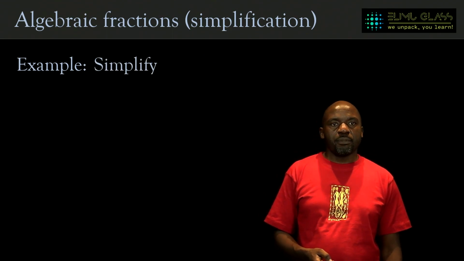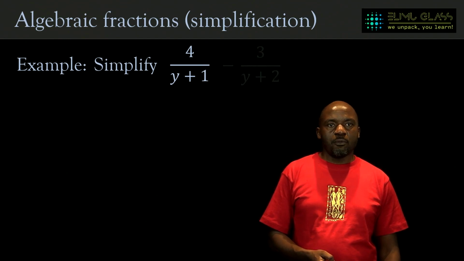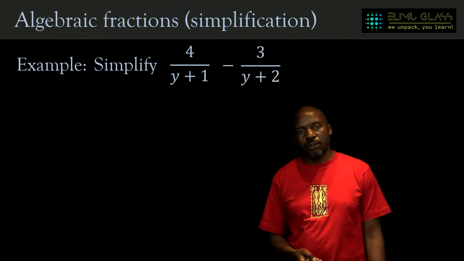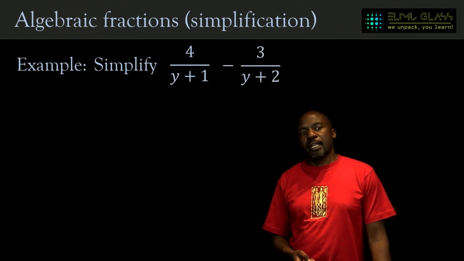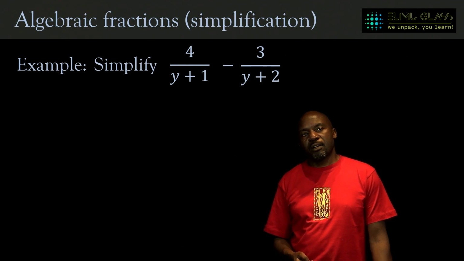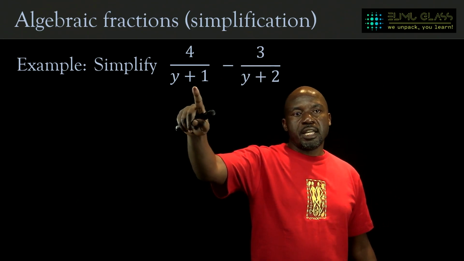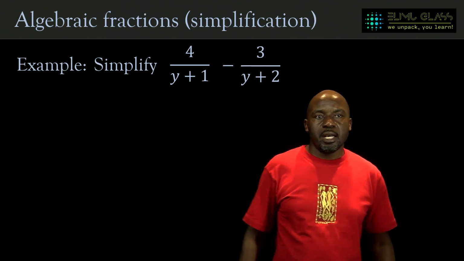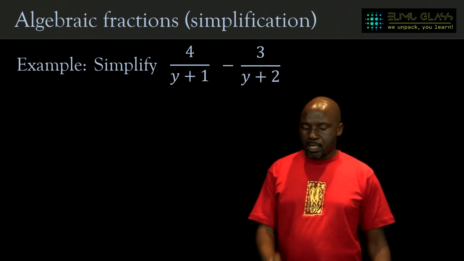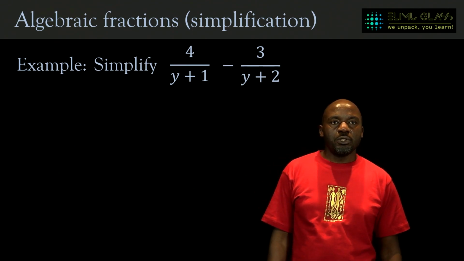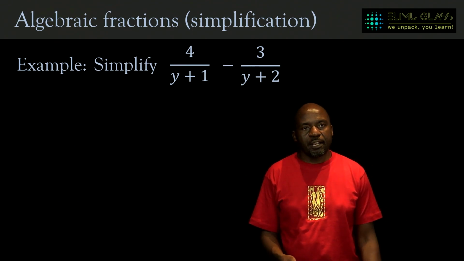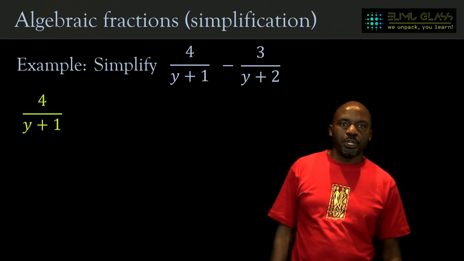Another example, simplify this. This time we want to add, and look at how those two fractions look. Again, you can see the denominators are not alike. So these are unlike fractions. The denominator here is y plus 1, and that is y plus 2. So they are unlike fractions. The first thing we do is to make them like fractions. How do we do that?